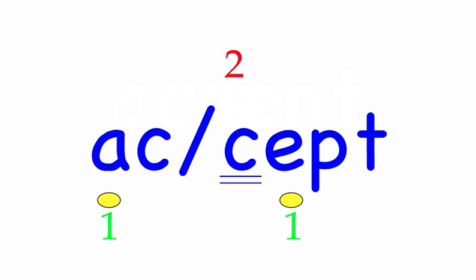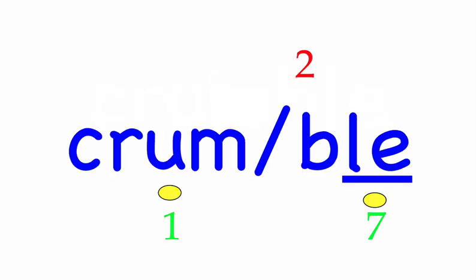Crumble. The cookie began to crumble. Crumble. Crumb. 4 sounds. K, r, u, m. Bull, 2 sounds, b, ul. Crumble, mark the word.